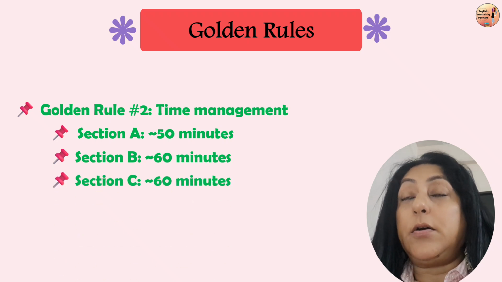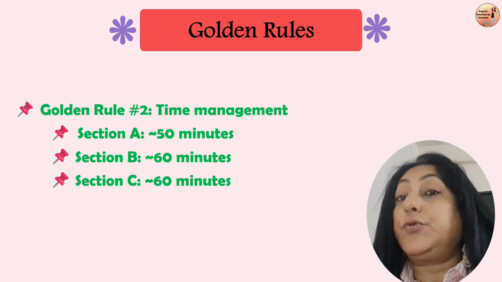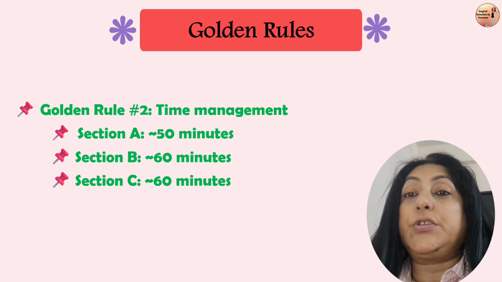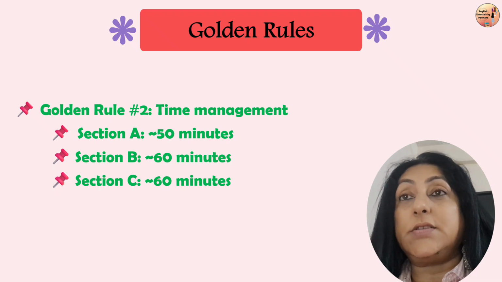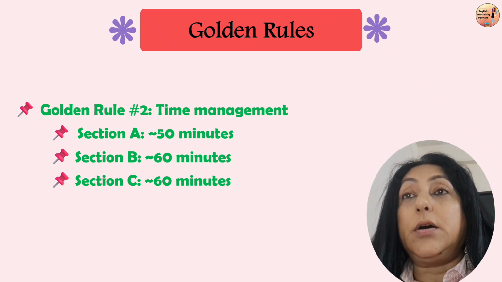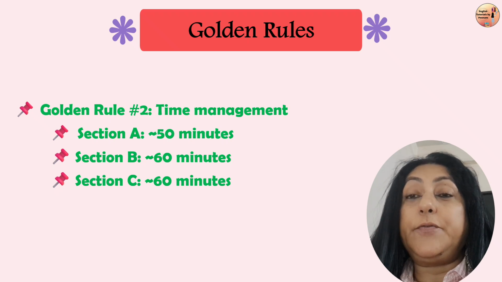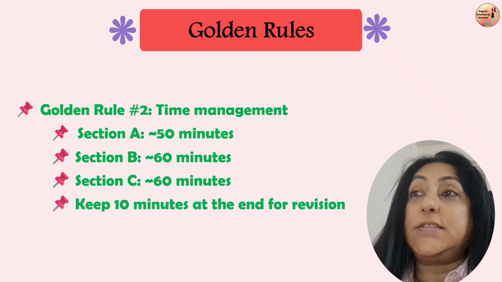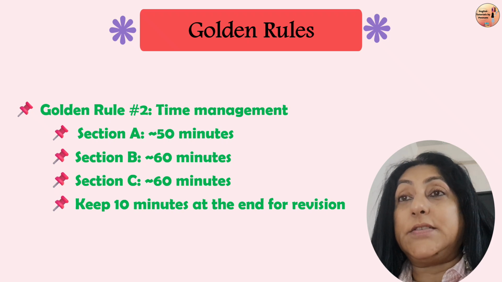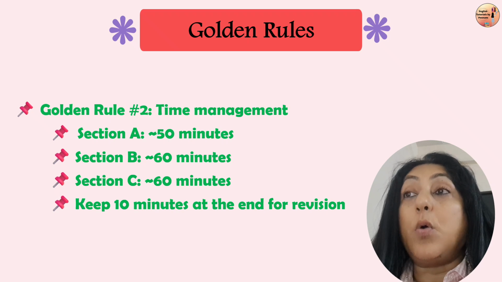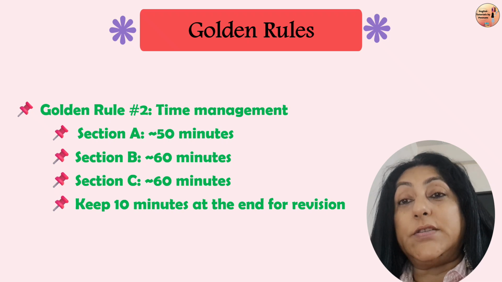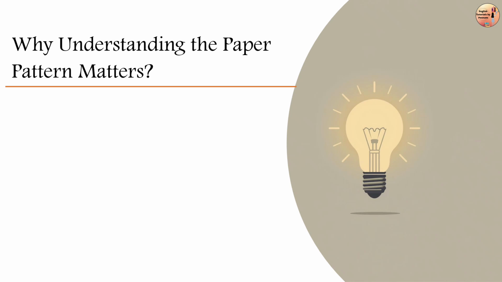Section C, of course, literature. It should take less than 60 minutes, and it will consist of questions from both the books, Flamingo and Vistas, poetry, prose, drama extracts and long answers. And then 10 minutes should be left to check your answers, correct your mistakes and ensure completeness. Remember, speed without clarity equals lost marks. Quality over speed always.